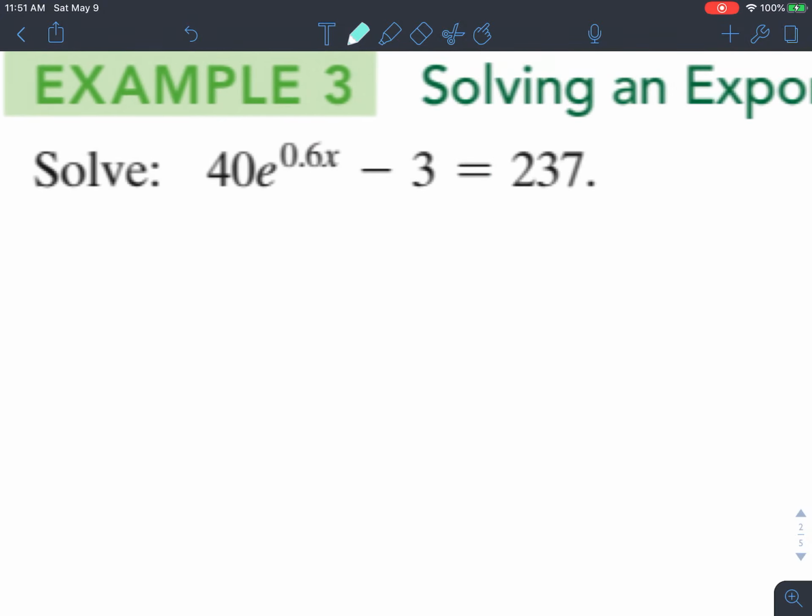So the exponential part of this is e to the 0.6x. That's the exponential part. The other stuff is fluff. So get rid of all that first. So we'll add 3 to the other side. Next, we'll divide by 40.